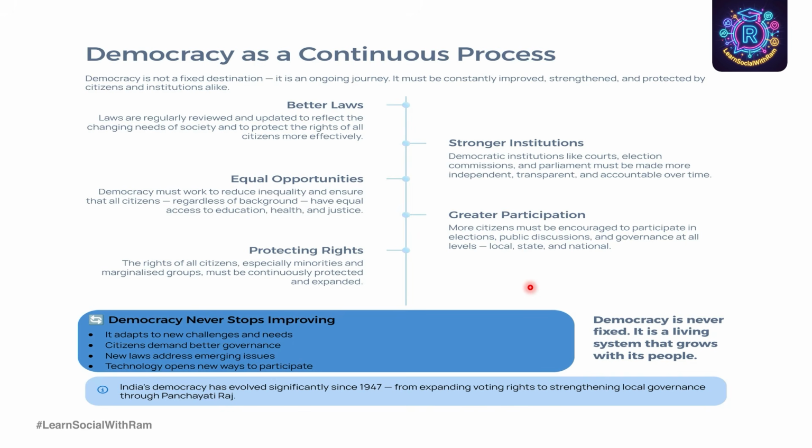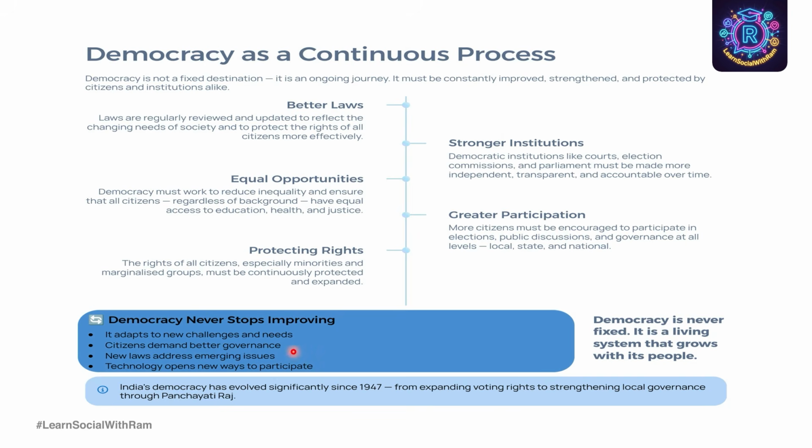Democracy is a continuous process. Yes, you heard it right. Democracy grows through better laws, stronger institutions, equal opportunities, greater participation, as well as protection of rights. That is why democracy is called a living system. It evolves with society. So democracy is not a stagnant process. It is always a continuous process.